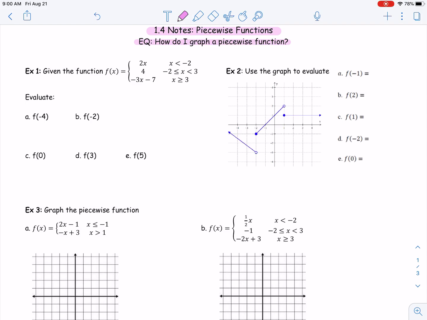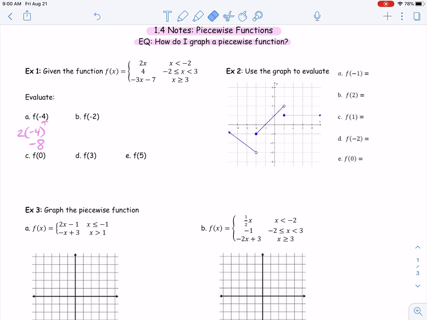Okay. So if this is the piecewise function given to us, we need to evaluate this function at certain x values. And so here we have f of negative 4. So we need to decide which function we should be using that has the x value of negative 4. Well, negative 4 is going to fit into this domain, x's that are less than negative 2. So I'm going to use this function. I'm going to plug in this x value of negative 4. So what is 2 times negative 4? That's going to be negative 8.